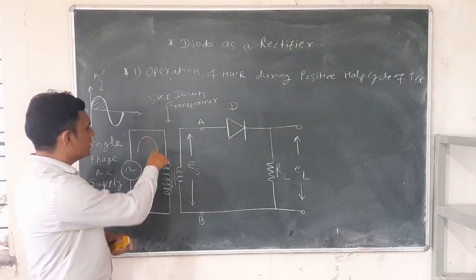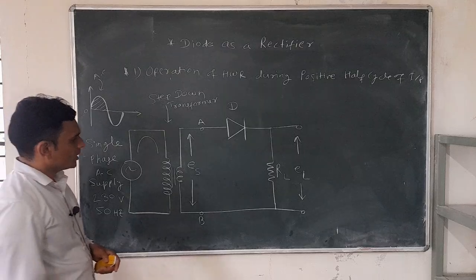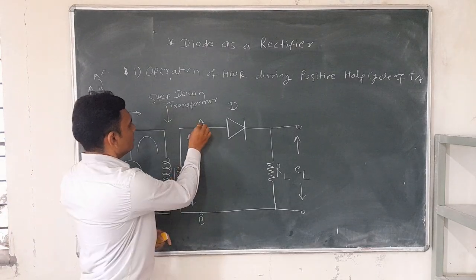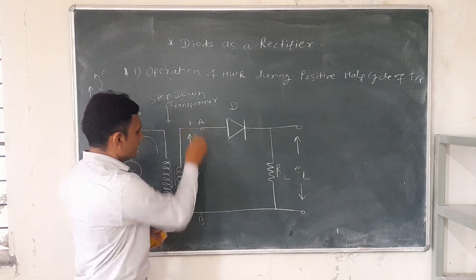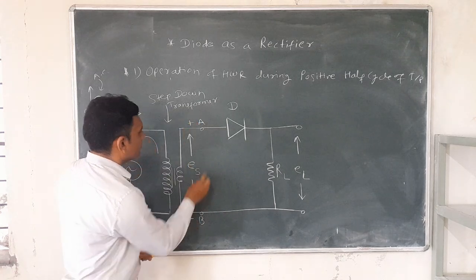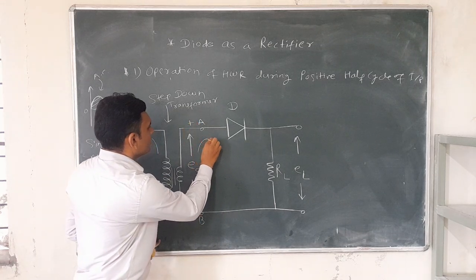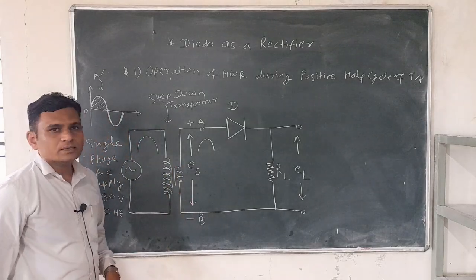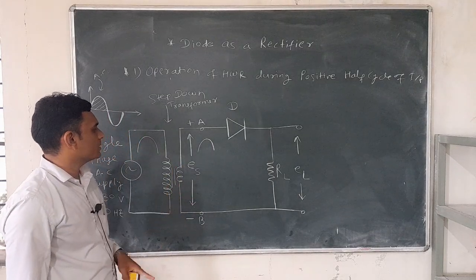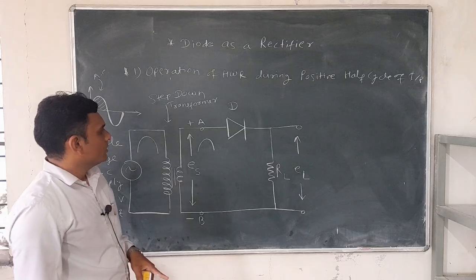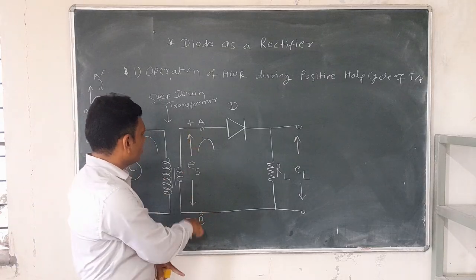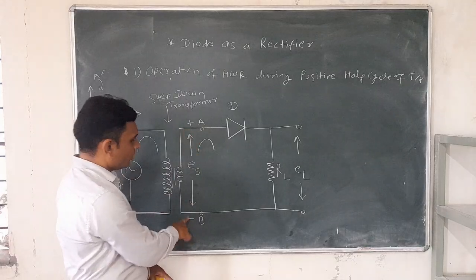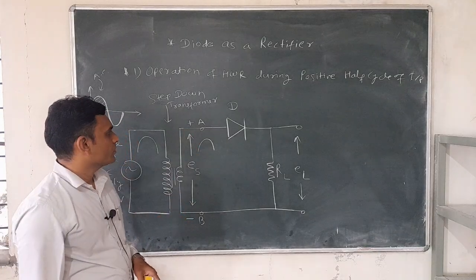So when the input is positive half cycle, then the voltage induced in the secondary is such that point A is positive and point B is negative. This positive half cycle is produced in the secondary of this transformer. Therefore, the polarities of these 2 points: point A is positive and point B is negative.